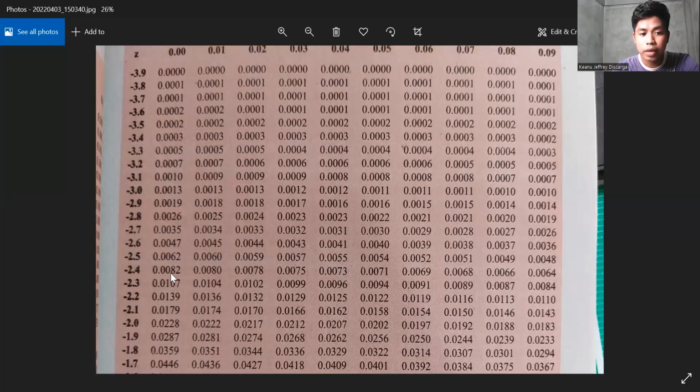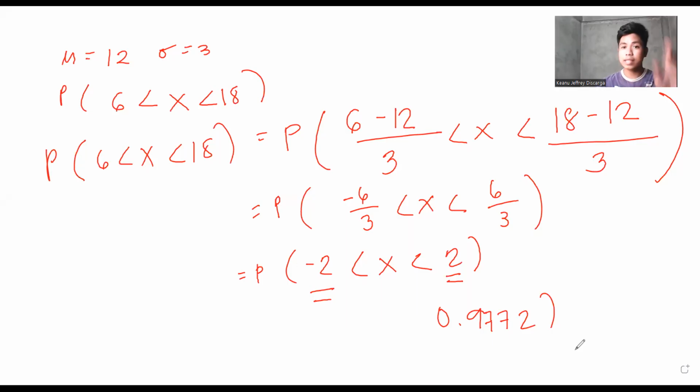Yung negative 2 ay nakakahalaga ng 0.0228. Okay? So yun yung ilalagay natin dito. 0.0228. Pero since negative value siya, magiging siyang negative 0.0228. And then add. I-add niyo yung mga values.